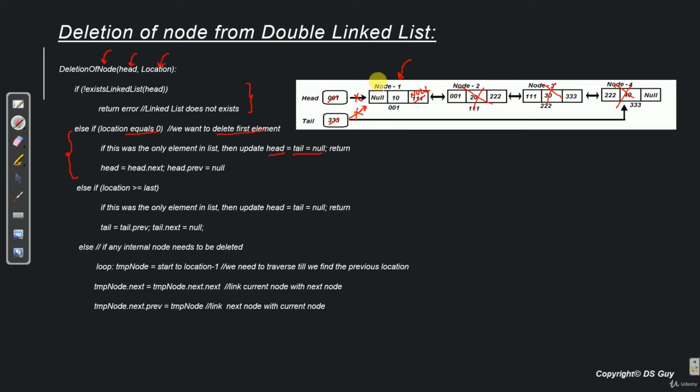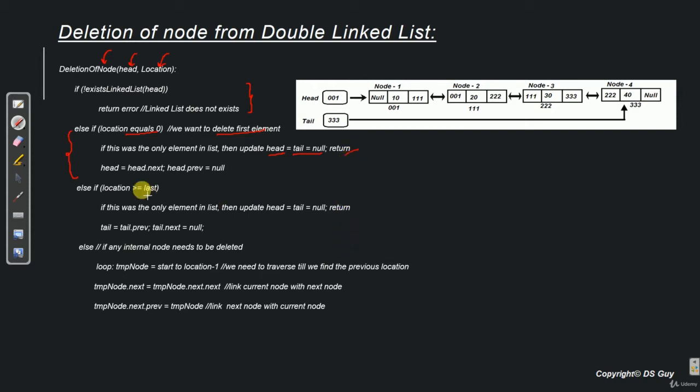So node 1 now is not being pointed to by any of the references, so automatically it gets deleted. Once we mark head and tail both as null, we simply return from this method because after that we don't have any other thing to do.